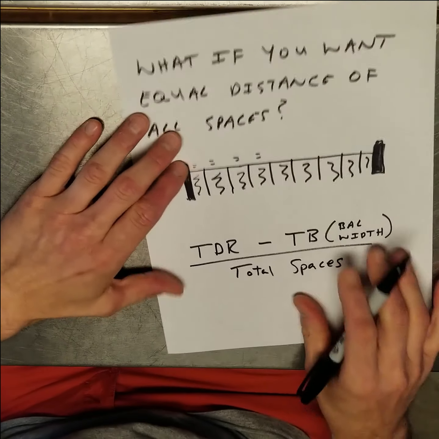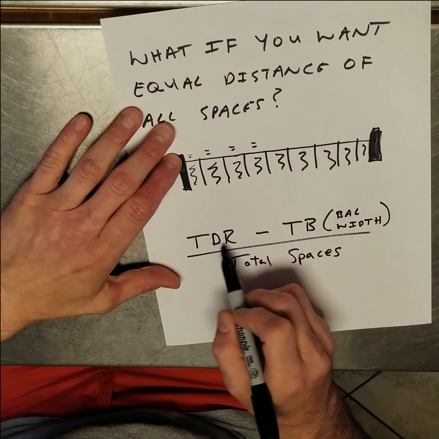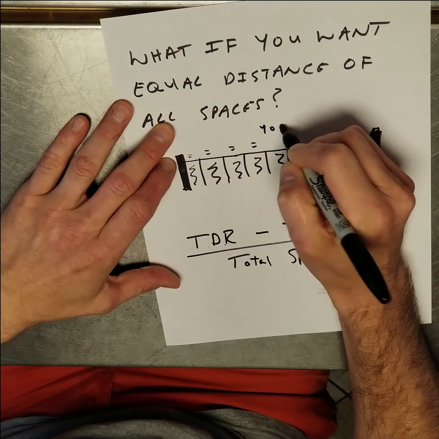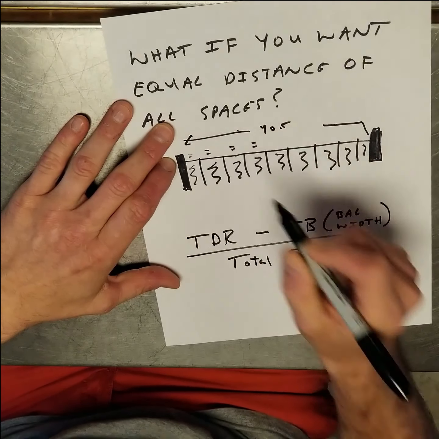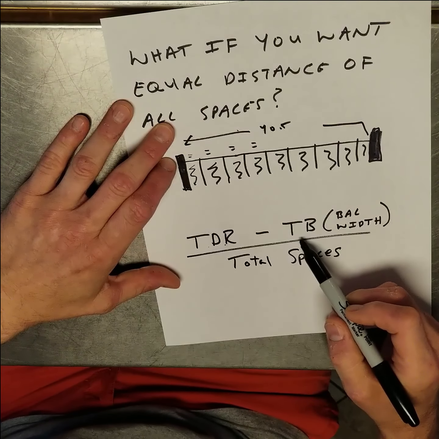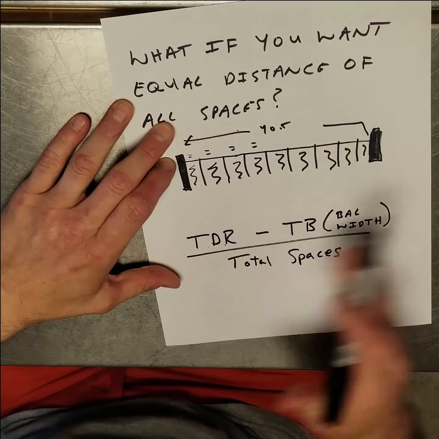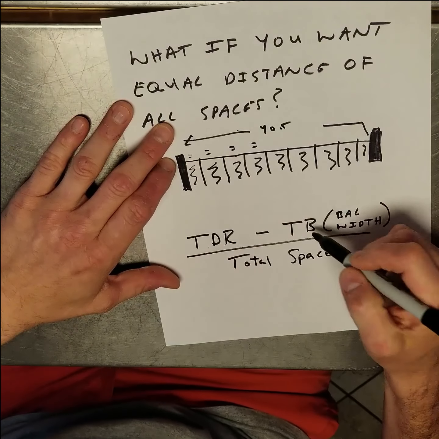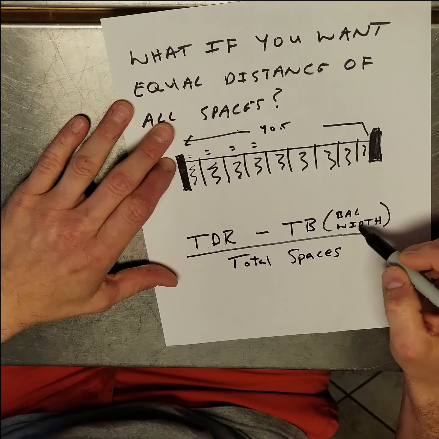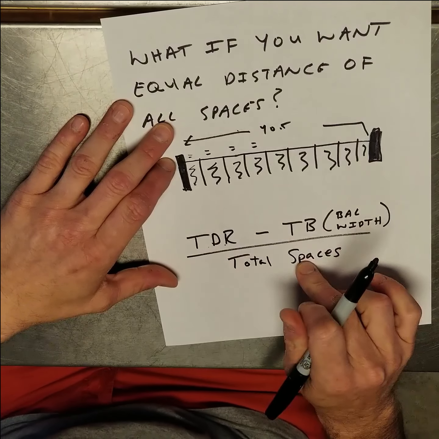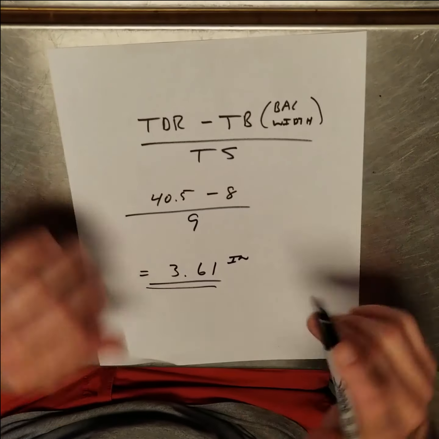And again, you're going to use your total distance of your deck rail, which we already knew was 40.5 right here. And then you've got your total number of balusters, which we've already figured out how to come up with, times your baluster width, each one of those, which was 1 inch, over total number of spaces. So we've got it right here. You can see how this works.